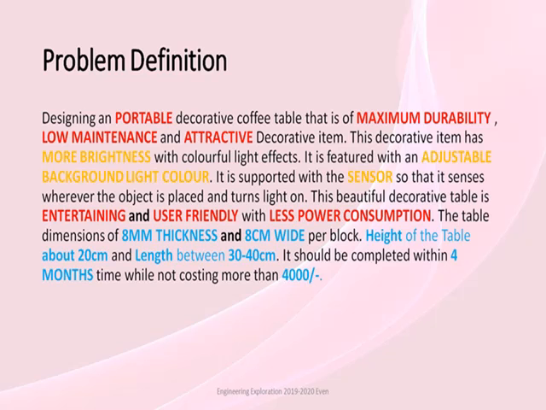The table dimensions are 8 mm thickness and 8 cm wide per block. Height of the table about 20 cm and length between 30 to 40 cm. It should be completed within 4 months' time while not costing more than 4,000.